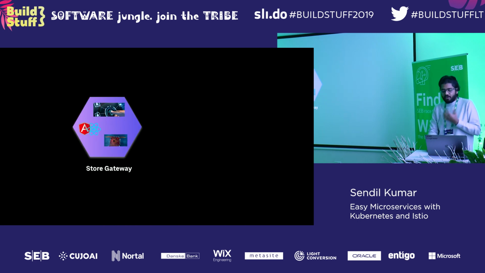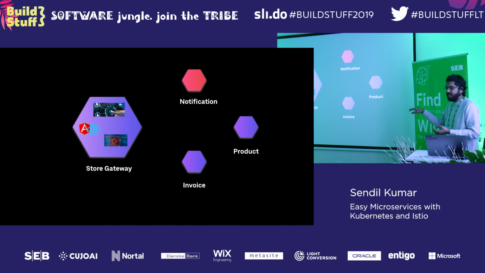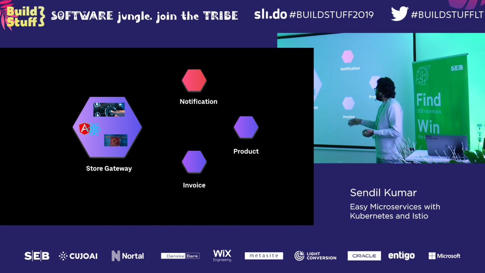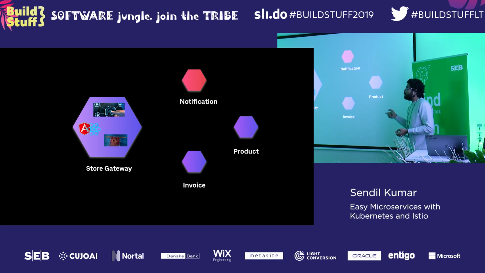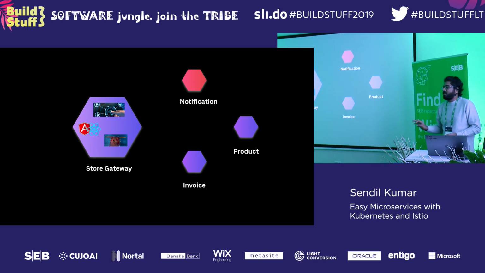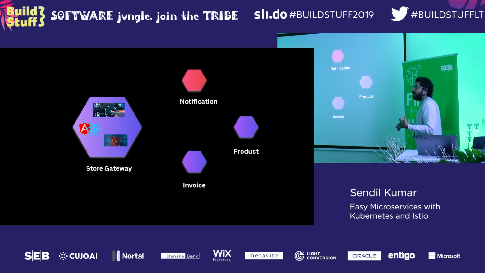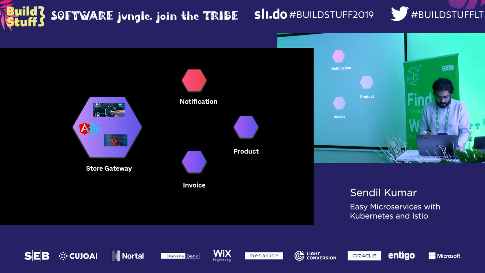Great. So what we are going to generate is a simple store gateway, which has three services attached to it: notification, product, and invoice. The store gateway, product, and invoice all have a SQL-based database. And notification will have a NoSQL-based database. That's it. That's what we want to generate. And we'll see how to add entities and how JHipster produces an application. Let's go ahead and see.